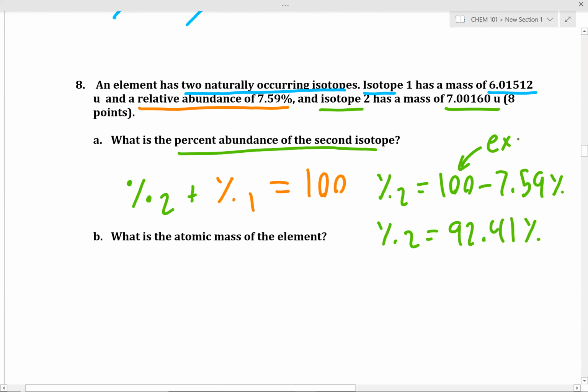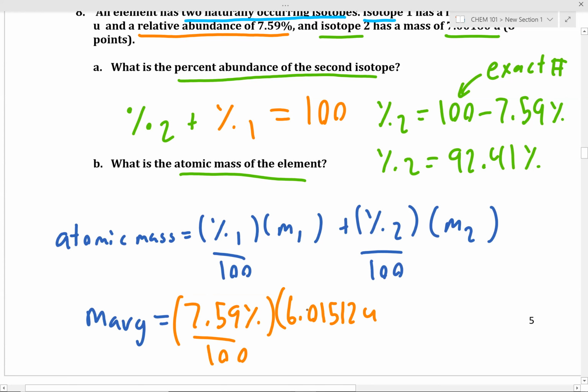So the average atomic mass, do we know the percentage of isotope number 1? What is it? Yep, 7.59. So we have 7.59% divided by 100. Do we know the mass of isotope number 1? Yep, so we can plug that in, 6.01512. And this u represents AMUs.